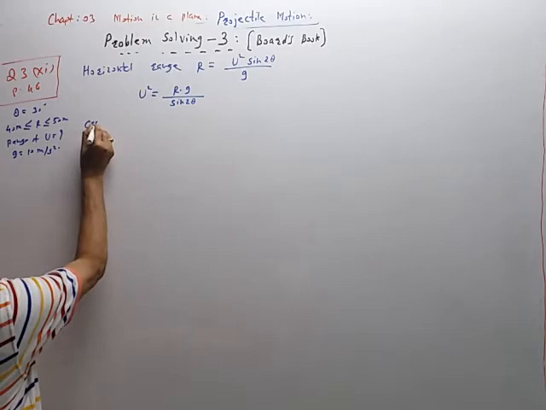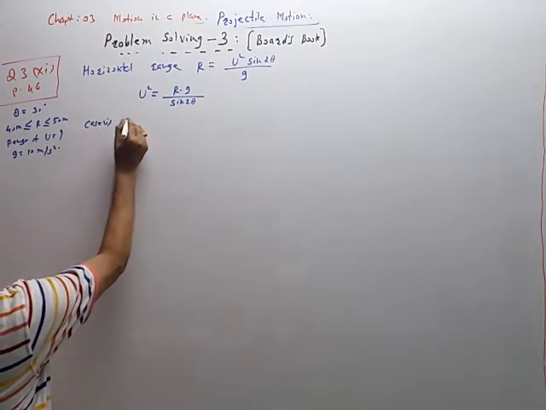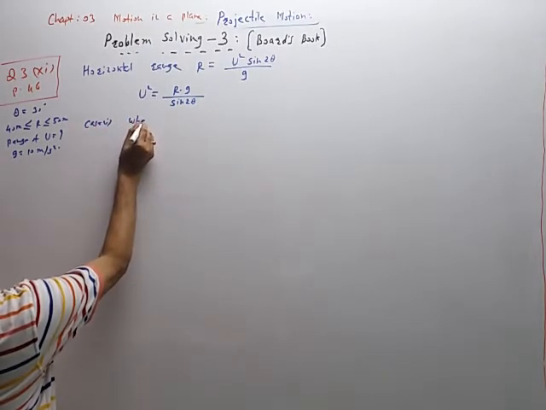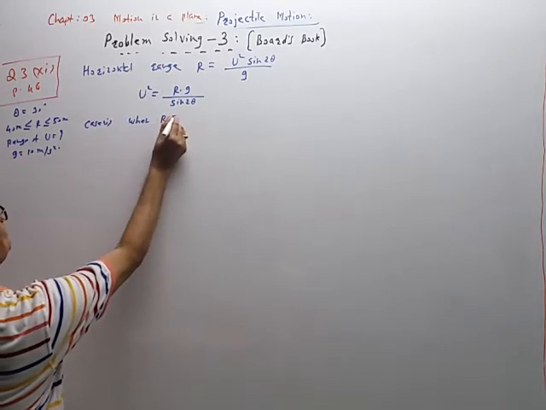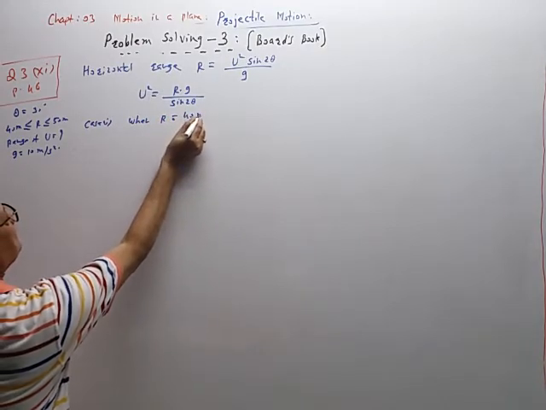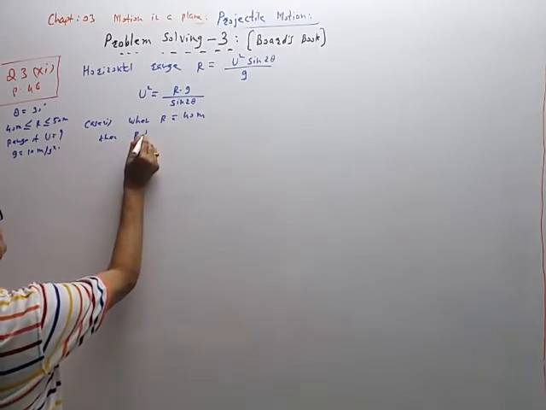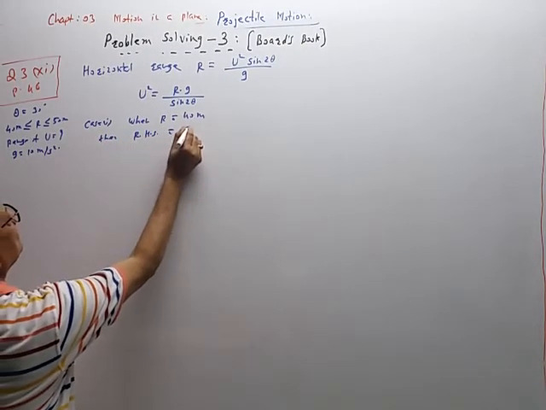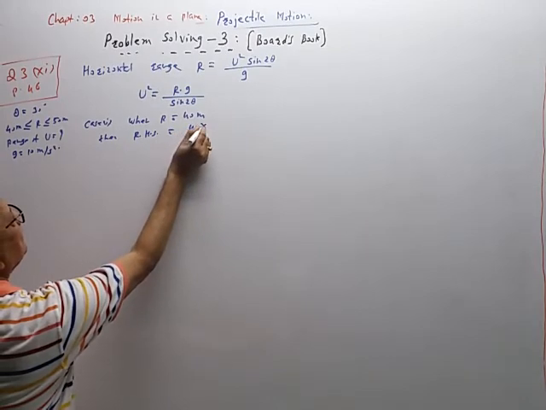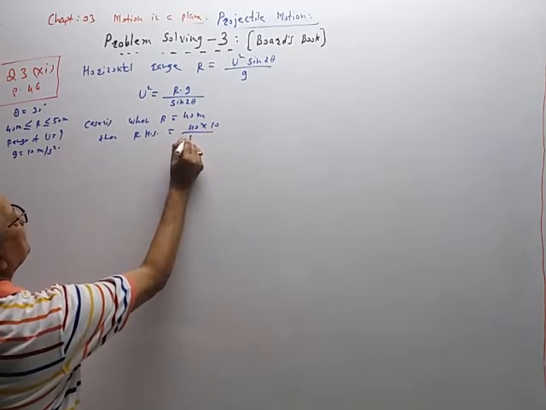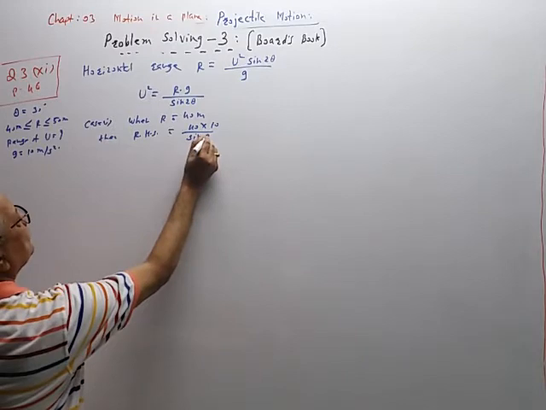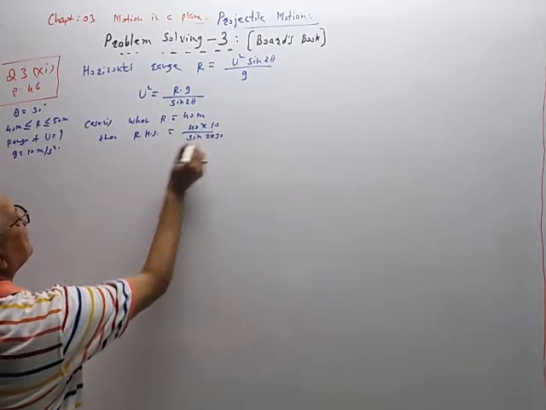Case number 1. When R is equal to 40 meter, then RHS is equal to 40 multiplied by 10 upon sin of 2 multiplied by 30.